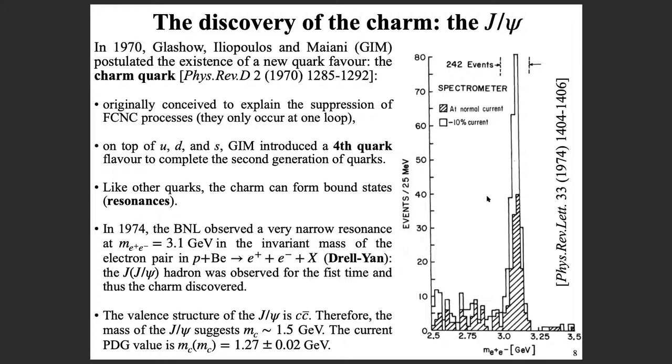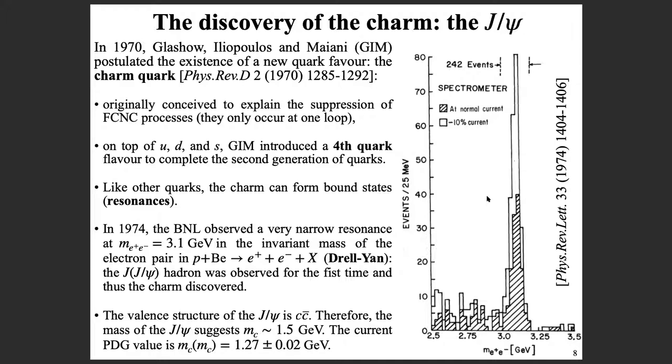But of course, the moment you introduce a new quark, you also need to take into account the possibility that this quark creates bound states. So you should be able to see resonances in the spectrum, for instance, in Drell-Yan production. And actually, in 1974 at BNL, a very narrow peak was observed around 3.1 GeV in proton beryllium into e plus e minus production. This is Drell-Yan. This is exactly what we are talking about. That was actually the first observation of the J/psi, the hadron whose valence structure is c cbar. So by discovering the J/psi hadron, the charm was also discovered.